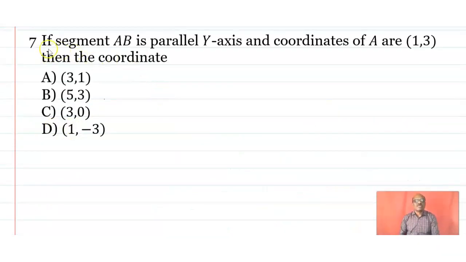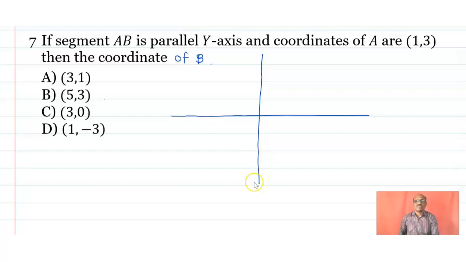Now the next question, if segment AB is parallel to y-axis and the coordinate of A are 1, 3, then the coordinate of B, okay, then what will be the coordinate of B? जर समजा ती y-axis ला parallel असेल, then what about its x coordinate? x coordinate remains constant.